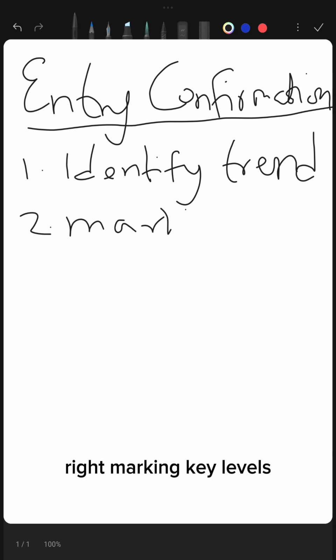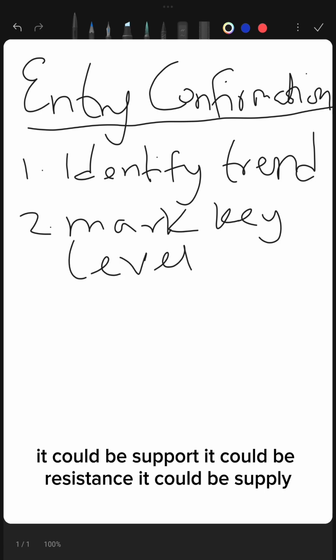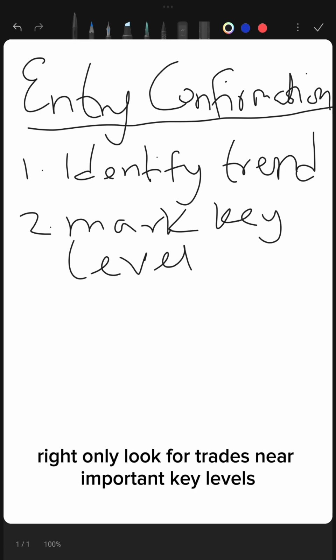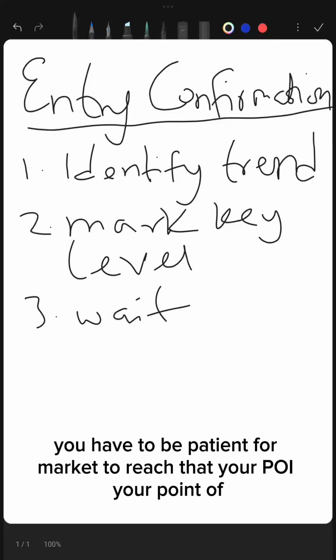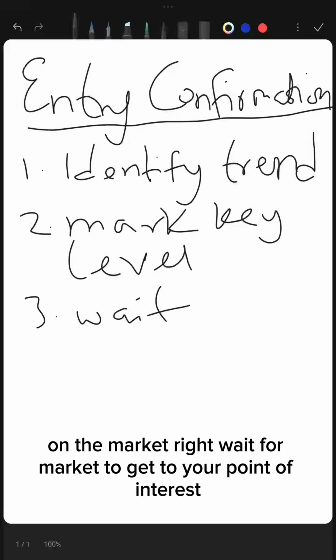Number two is marking key levels. Mark key zones you feel that the market will get to and buy. It could be support, resistance, supply zones, or demand zones. Only look for trades near important key levels. Then number three is wait for the market to reach that key level. You have to be patient for the market to reach your POI, your point of interest. You can wait 1 hour, 2 hours, 3 hours. Don't be in a hurry to jump in on the market.